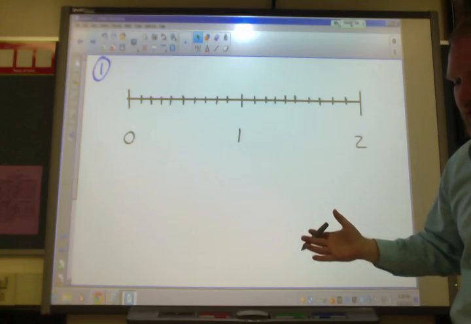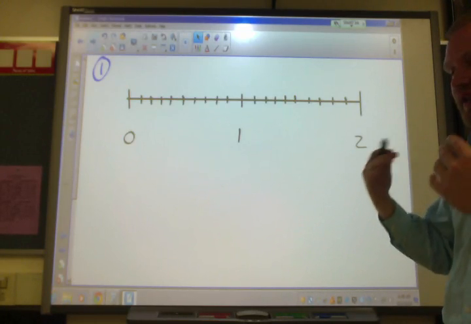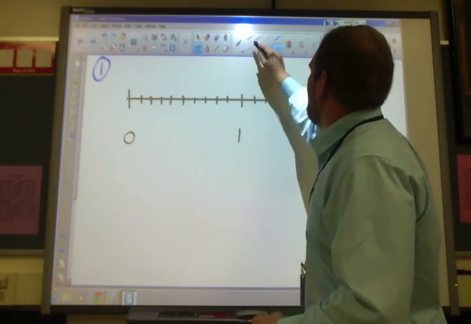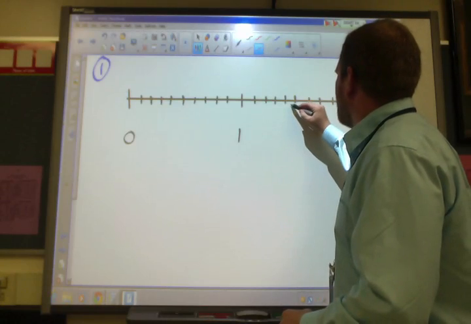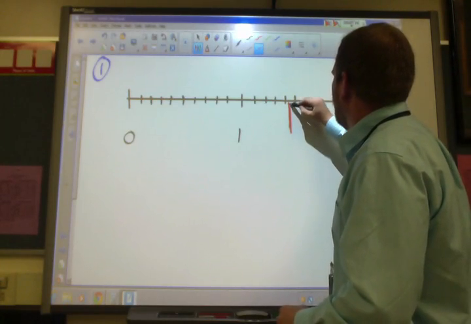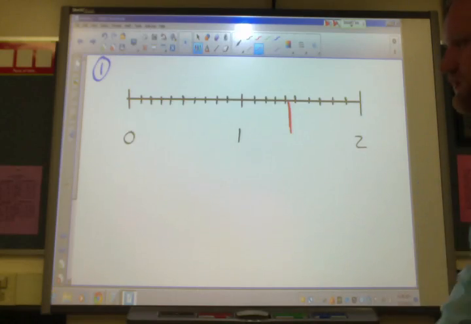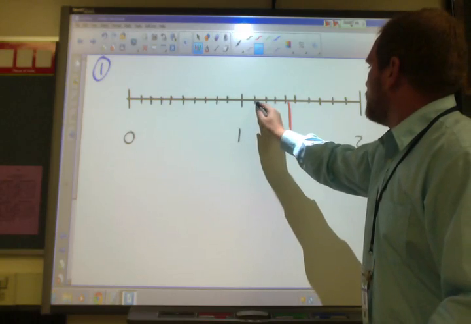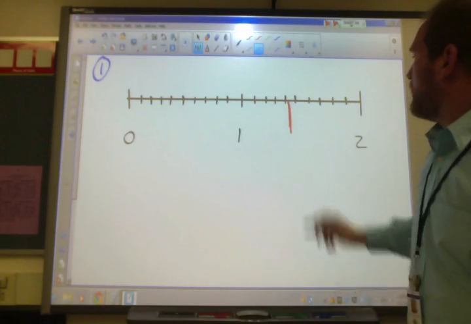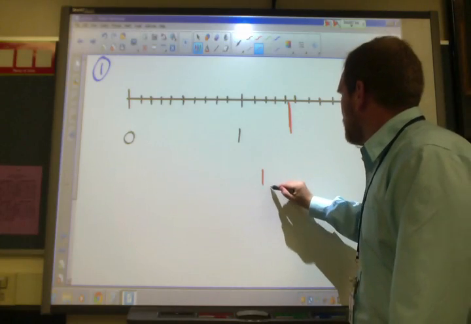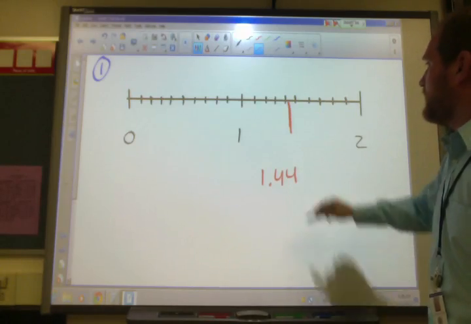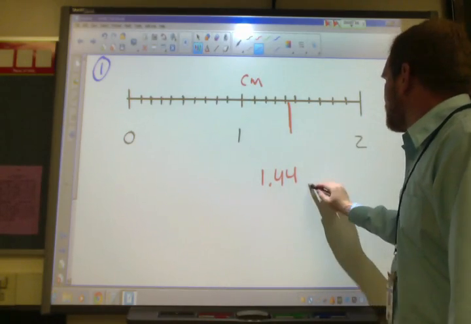So you guys have been taking measurements your whole lives. It's really nothing new. We just want to make sure we take precise measurements in chemistry. So if I were to say, what is that line at? Well, naturally you would say, okay, it's between 1 and 2. It's between 1, 2, 3, 4. So it's between 1.4 and 1.5. So something like 1.44. And if this were centimeters, we would add centimeters.